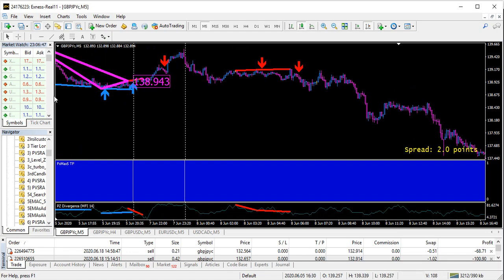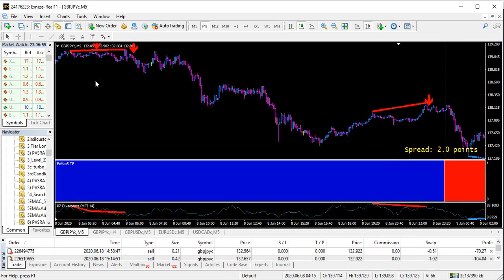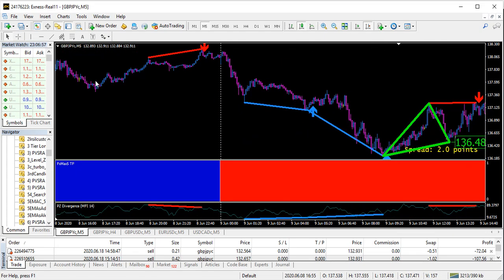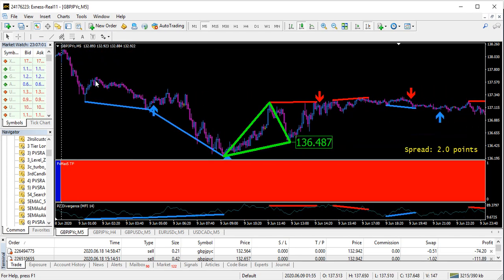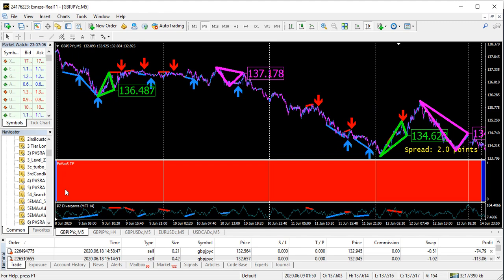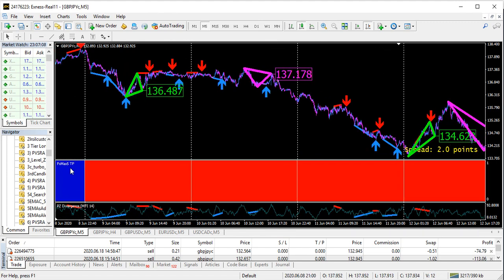Because of this triangle, you can't enter a buy trade. The triangle is showing sell, so you wait for a confirmation of the triangle before you enter. Okay, now this is a sell trade, sell trend build up. From this sell trend build up, you need to wait for a confirmation.